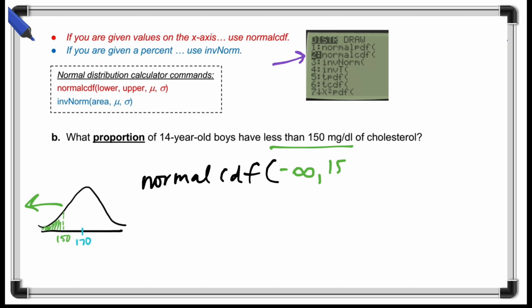You do have an upper number, which was the 150. And of course, we're using the same information throughout this problem, which the mu was 170, and the standard deviation is 30. Now, when you again plug this in, you don't know what negative infinity would be. So again, just some big number. You could just say negative 1 million. That would suffice.